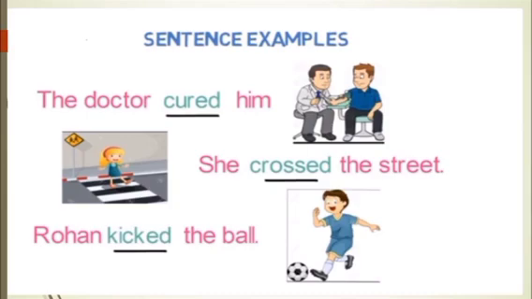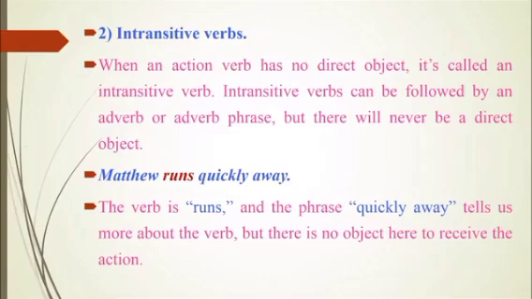Let's look into the next example sentence. "She crossed the street." Here, crossed is the action and street is the direct object, so it is a transitive verb. The next sentence is, "Rohan kicked the ball." Here, kicked is the action performed by Rohan and ball is the direct object on which the action is performed, so it is a transitive verb.